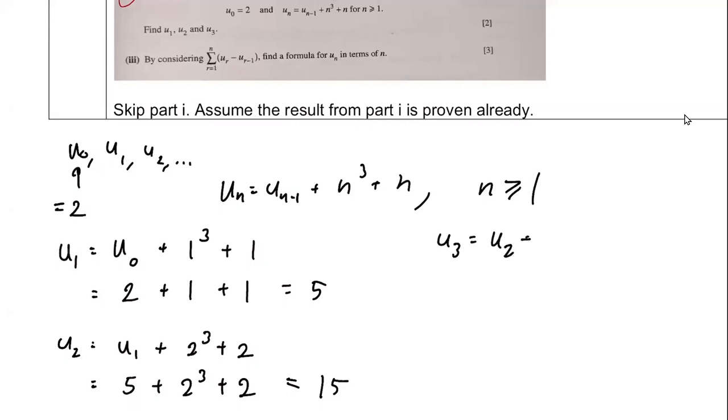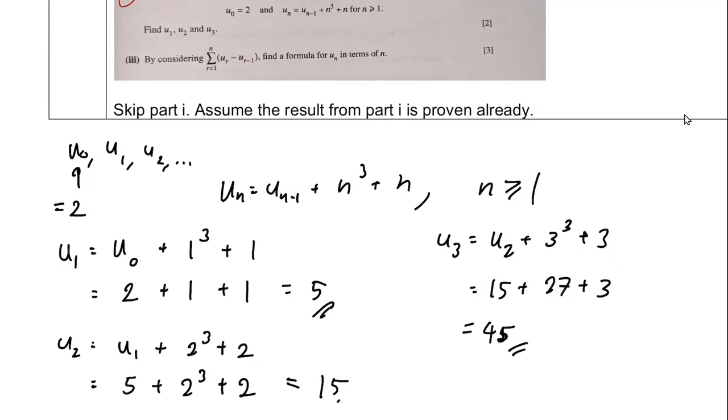U3 is U2 plus, sorry, no, the n in this case is 3, so 3 cubed plus 3. What's U2? 15. What's 3 cubed? 27. What's 3? It's just 3. Honestly, you don't need to simplify 27. Just key it into the calculator and you get the final answer, 45.